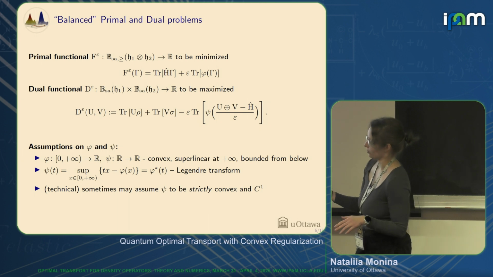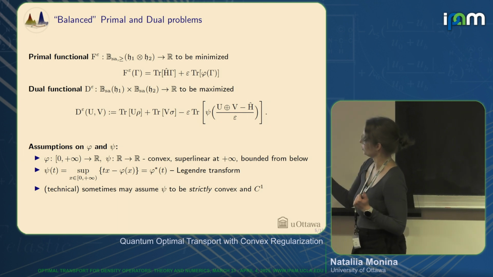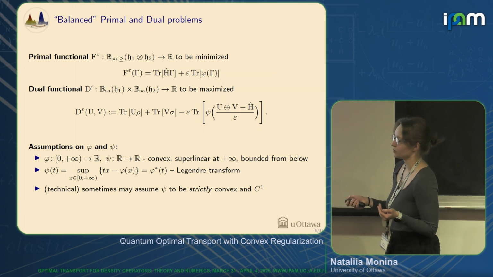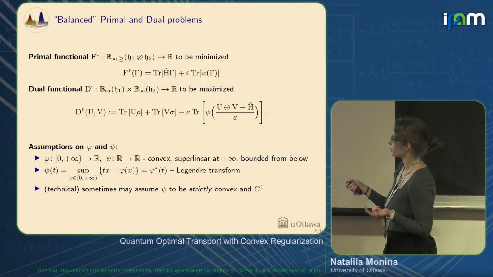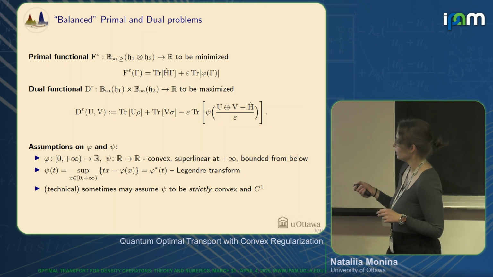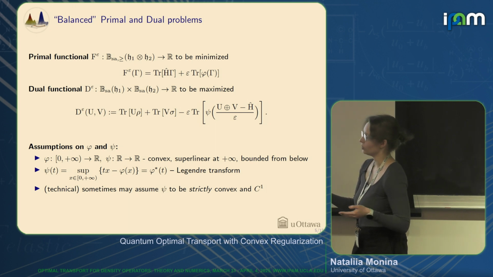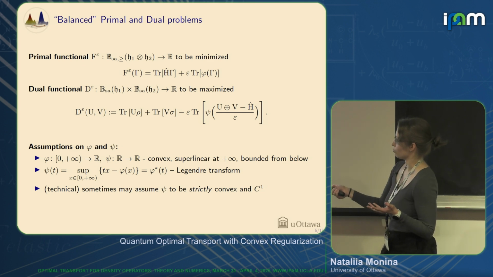So as Lorenzo mentioned already in the previous talk, the typical assumptions that we have on phi and psi is that both of them are convex, superlinear and bounded from below. And as Lorenzo mentioned, if phi is strictly convex, then psi is differentiable. So it's something that we also use in the proof.